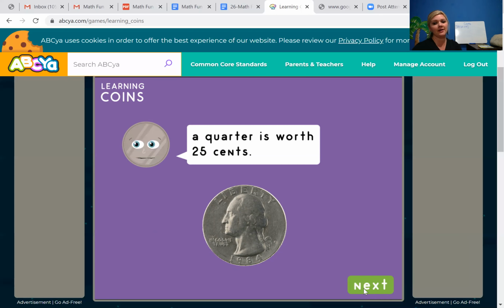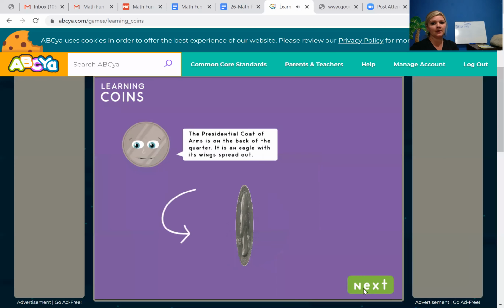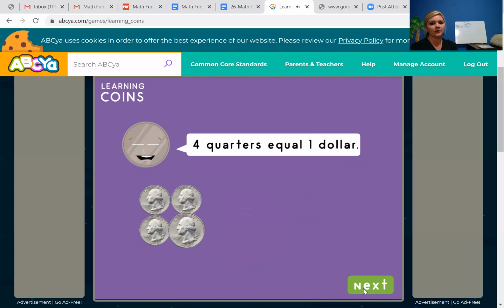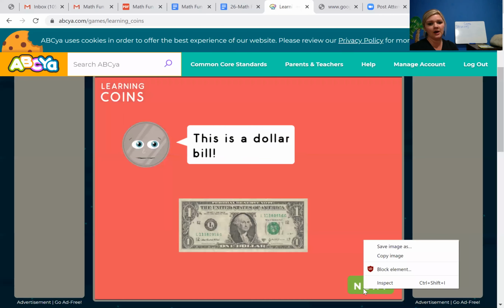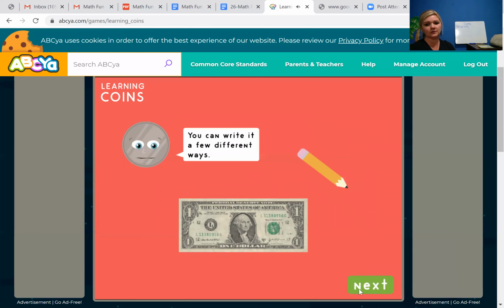Okay, let's see if you're right. It only takes 4 quarters to equal a dollar. So if you said that it takes fewer quarters than dimes, you are right. Good job. Okay. Now, this is a dollar bill. It is worth 100 cents.